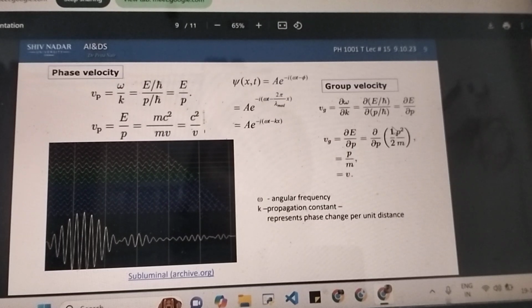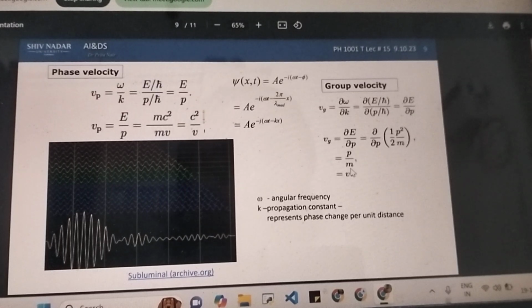So how do you get E equals P squared by 2m? You have this mc square or mv squared relation, right? And we also have P equals mv and kinetic energy equals half mv square. So if you equate both of those, you will get P squared by 2m. And when you're taking the derivative of that, it becomes P by m. So your group velocity is P by m, and phase velocity is c squared divided by group velocity.